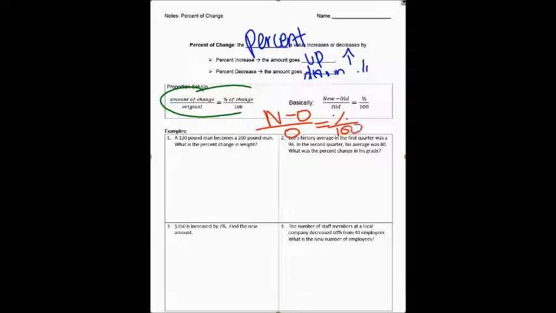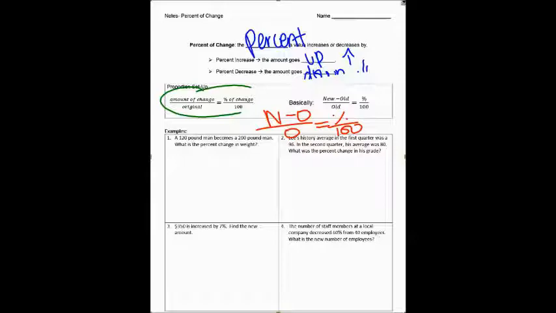over 100. What does that spell? N minus o over o? No! Just say no. So let's look at a problem.